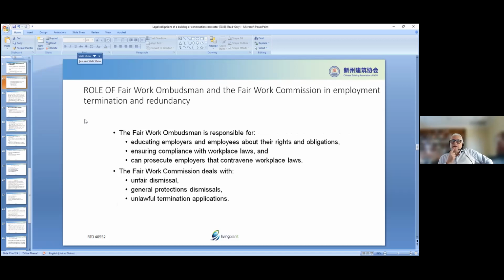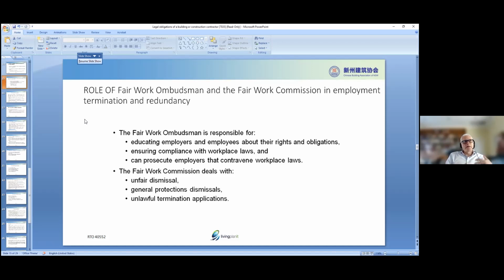Okay, now we have what we call an ombudsman, and we have a Fair Work ombudsman. The ombudsmen are like legal people who assist the public generally. In this case, the Fair Work ombudsman assists people in employment. They are there to educate employers and employees about their rights and obligations, ensure compliance with the laws, and they can prosecute employers that don't do the right thing.